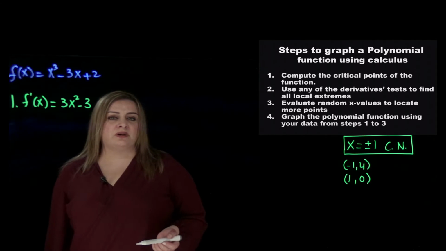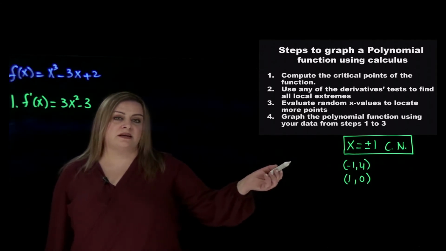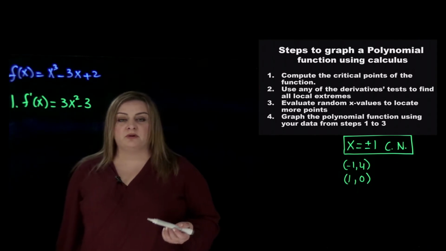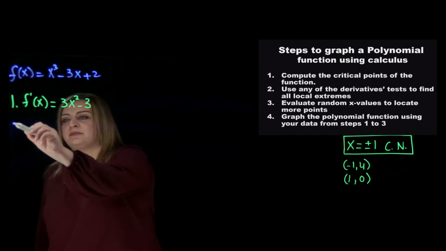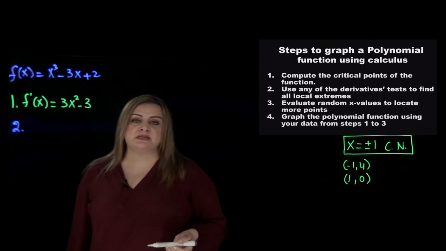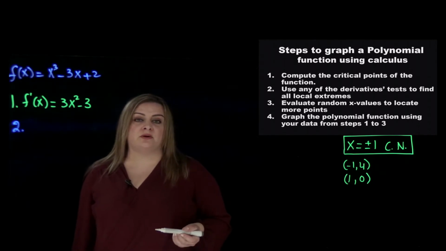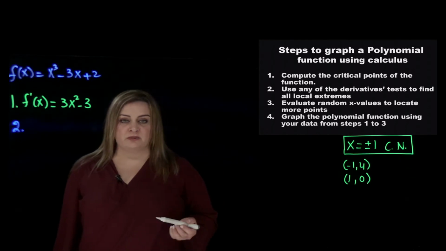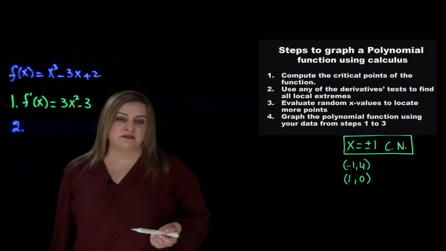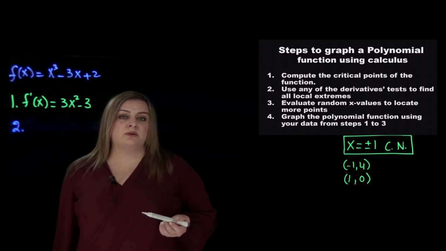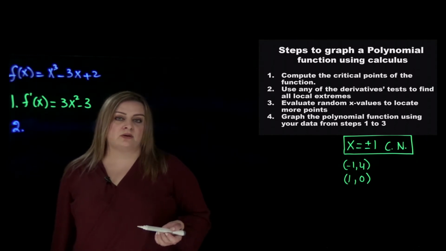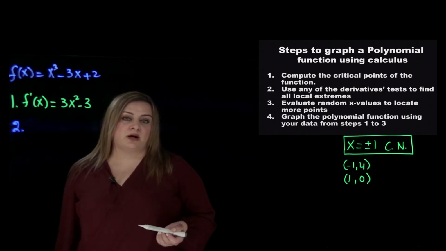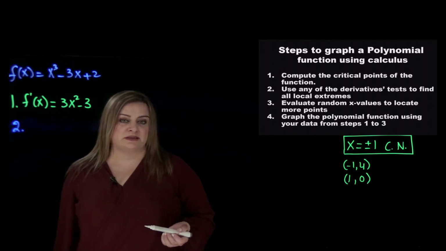I wrote the data we collected from step 1 on the side, the critical numbers and points, so we may refer to them later. Moving to step 2. Step 2 says to use any of the derivative tests to find all local extremes. We know if there are local extremes, they will happen at the critical points. To find local extremes, we may apply the first derivative test or the second derivative test. In this video, I will show you how to apply both tests to find local extremes.